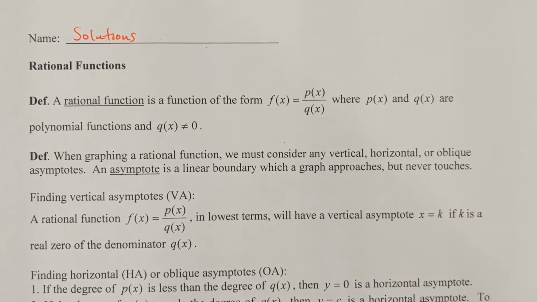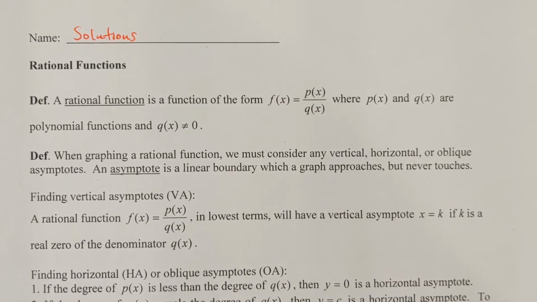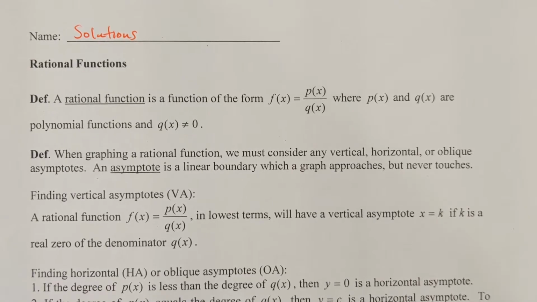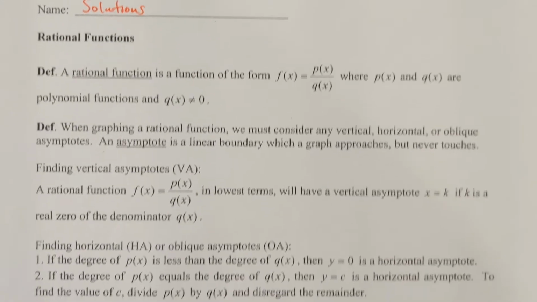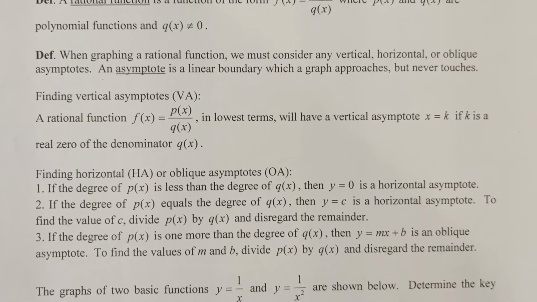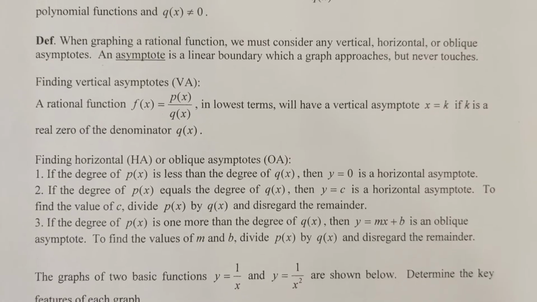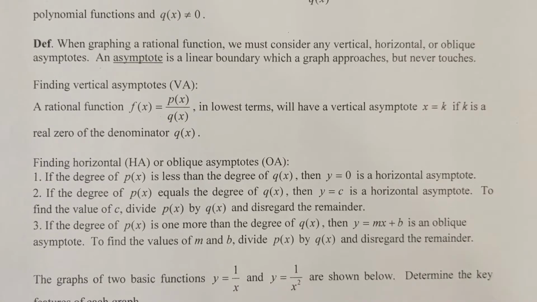When we graph a rational function, we have to consider any asymptotes that would be on the graph. An asymptote is a boundary that the graph will approach, but it will never get there. There are three kinds of asymptotes. There's a vertical asymptote, a horizontal asymptote, or an oblique asymptote. An oblique asymptote is one that has a slant to it. I've got the information for how to find the asymptotes on a graph.